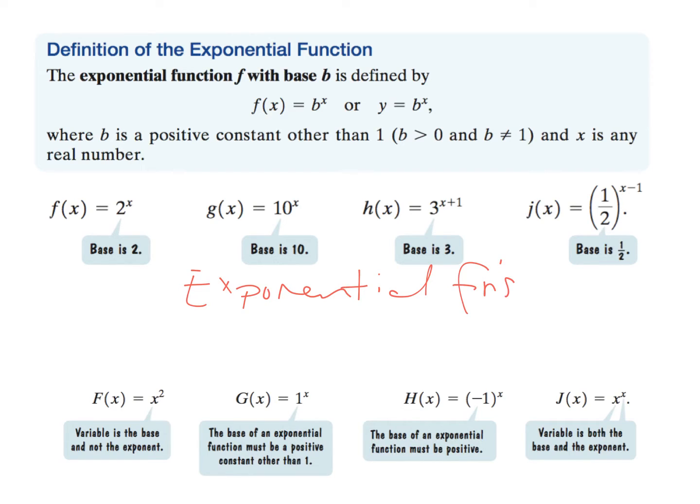Below, however, these are not exponential functions. If you look at this first one, the base is x. It's not a number, so that doesn't qualify. In the second one, the base is 1, and 1 to any power is just 1, so that doesn't satisfy the exponential function. In the third one, the base must be positive. And in the fourth one, it's x to the x power, and both the base and the exponent are variables.